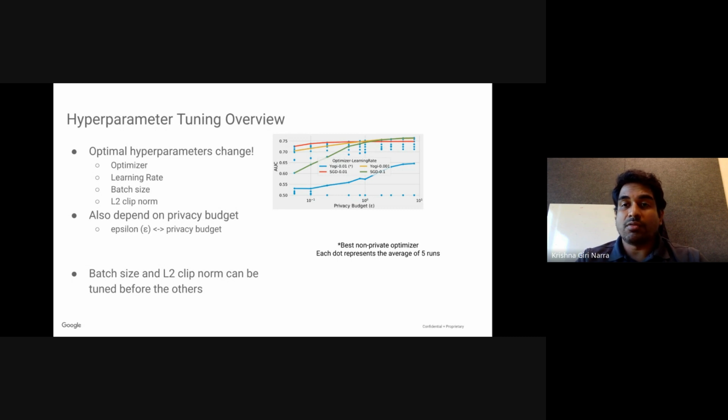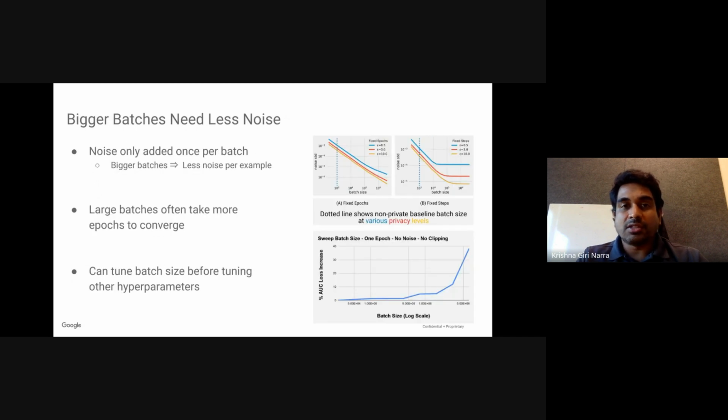So during our implementation, we actually first tune the batch size and L2 clip norm. Generally, a bigger batch size tends to add less noise, for example. Noise is added once per batch after averaging the gradient, and bigger batches add less noise. On the plot at the top left in this slide, you can see that the x-axis is batch size and the y-axis is the Gaussian noise standard deviation added. And as we increase the batch size, the noise decreases.